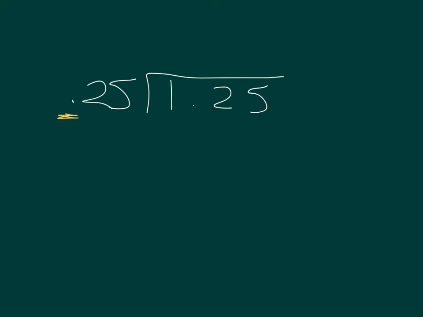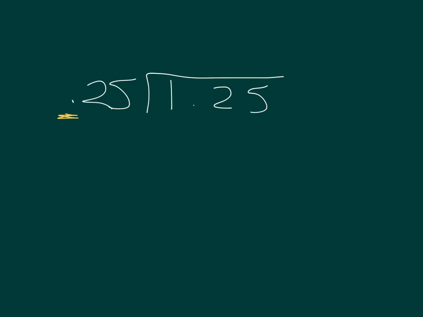Today we're going to be talking about how to divide a decimal by a decimal. So let's say that we have 25 hundredths divided by 1 and 25 hundredths. All right, so please pay attention. The very first thing we have to do is get rid of the decimal out here. That outside number can't have a decimal in it.